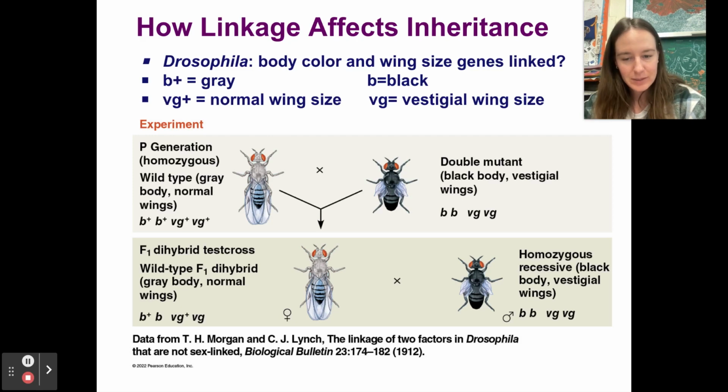If you said 1 to 1 to 1 to 1, we did this in class, then you're correct. So let's see if we actually get a 1 to 1 to 1 to 1 ratio when we test these. If we do get that, then the genes are not linked. If we do not get a 1 to 1 to 1 to 1, then the genes are linked.